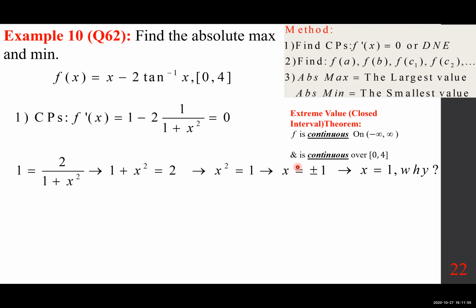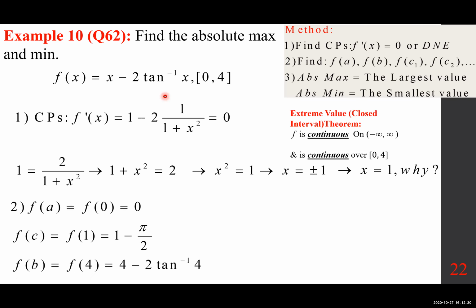Now, your next step is to evaluate, okay? If you plug in 0, that's 0 minus 2 tan inverse of 0. You may remember tan inverse of 0 is 0 because tan of 0 is 0. So that gives you 0, okay? If you plug in 1, you get 1 minus 2 tan inverse of 1. Now, tan inverse of 1 is pi over 4 because tan of pi over 4 is 1. So minus 2 times that gives you minus 2 times pi over 4, or minus pi over 2. And for 4, you just write 4 because that's a precise answer.